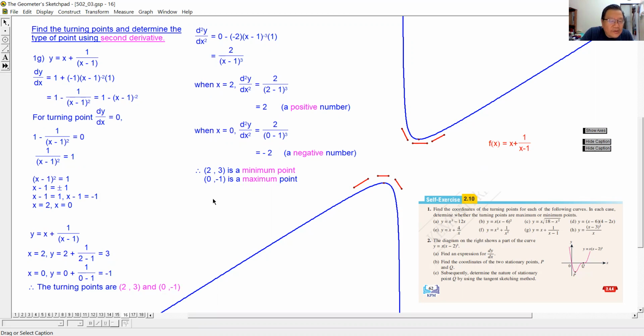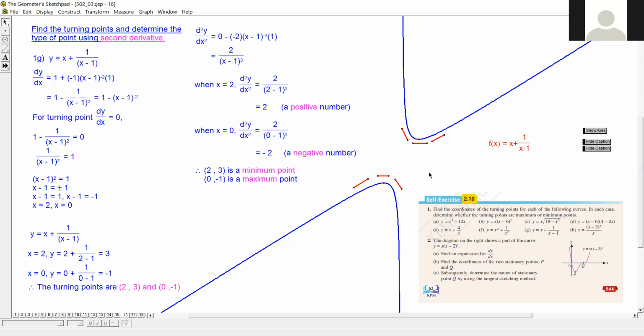Then the 0 is actually 0, negative 1. So 0, negative 1, and the d2y dx square is a negative number. So it's a maximum point. Okay, so you ask questions first, then I go through the thing again.